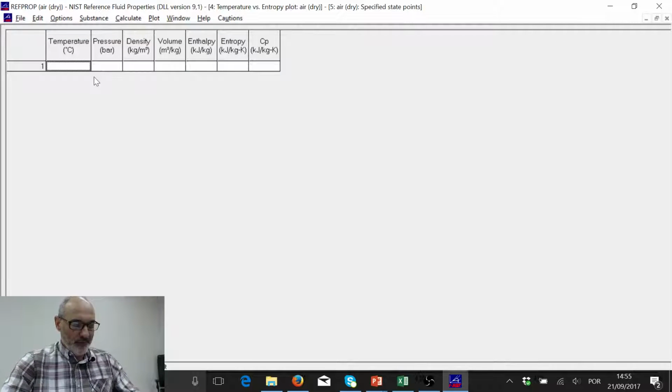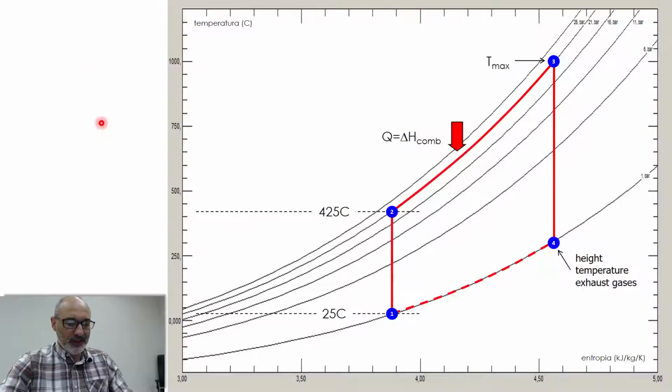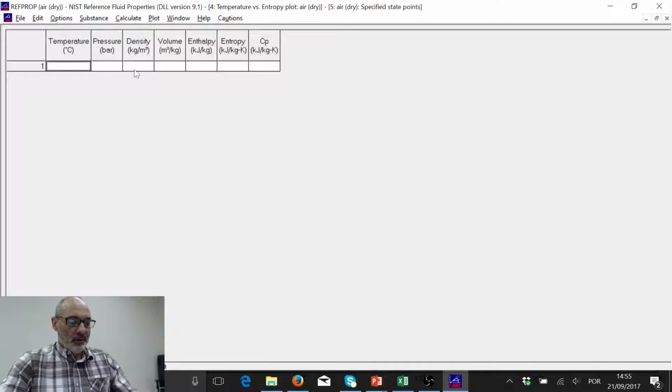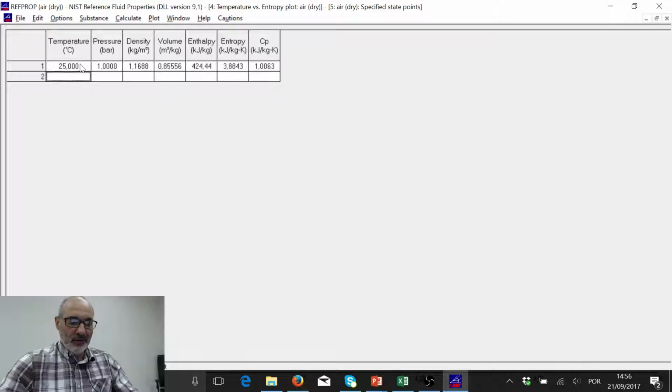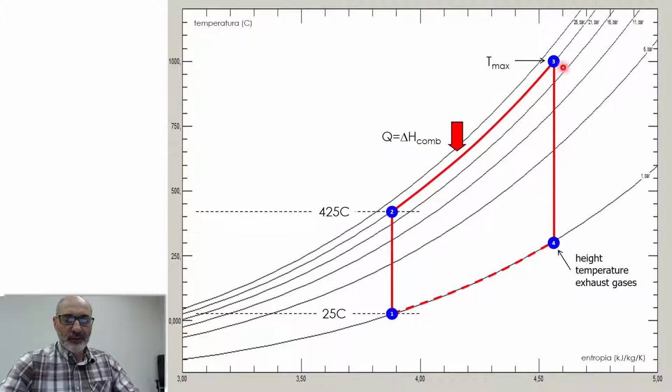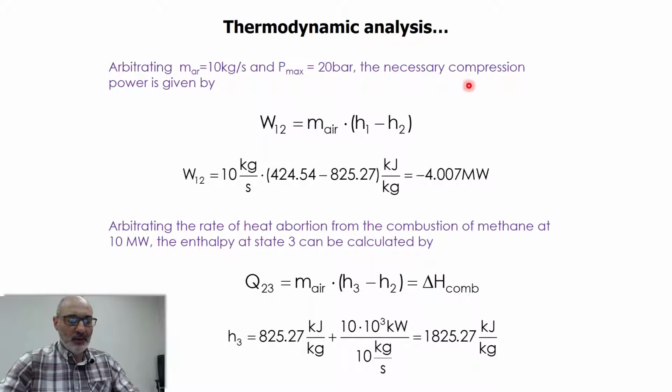The first point is 1 bar, 25 degrees. Enter, and you have all thermodynamic data. We need especially enthalpy for the energy balances. Next, our working pressure, let me see, I'm arbitrating at 20 bar.